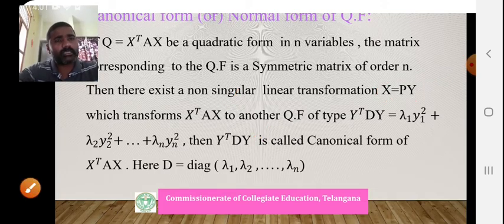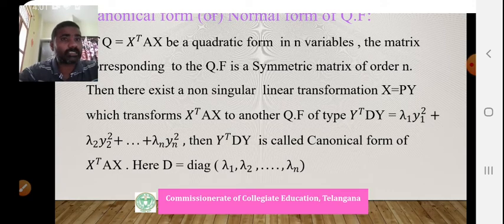First, before that, we go for some basic properties of such quadratic forms, depending on the canonical forms. The canonical form should be very clear: it is a sum of squares, that is, lambda 1 y1 square plus lambda 2 y2 square plus up to lambda n yn square, y transpose Dy. How many terms are in the canonical form? Maximum n terms, lambda 1, lambda 2, up to lambda n.